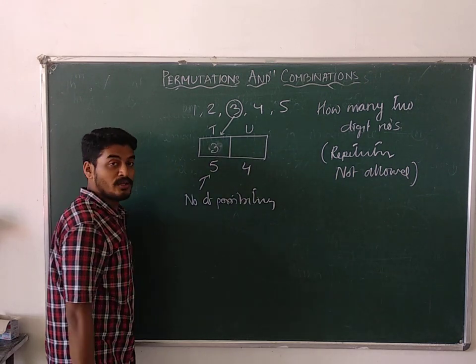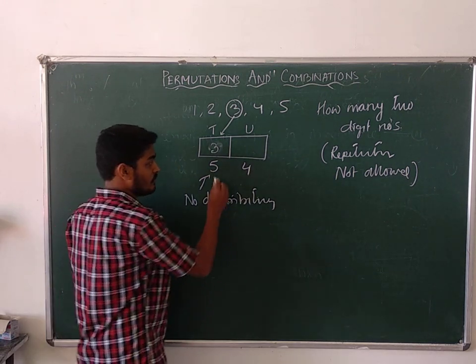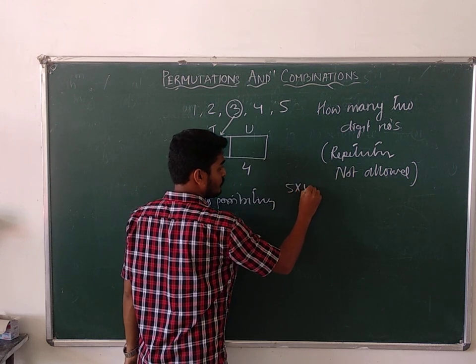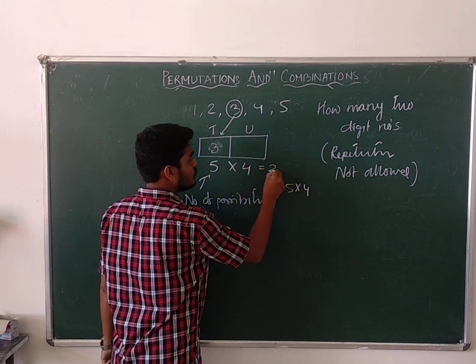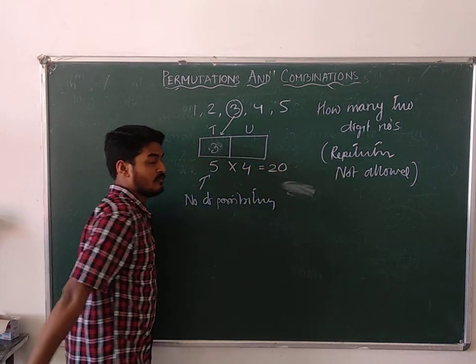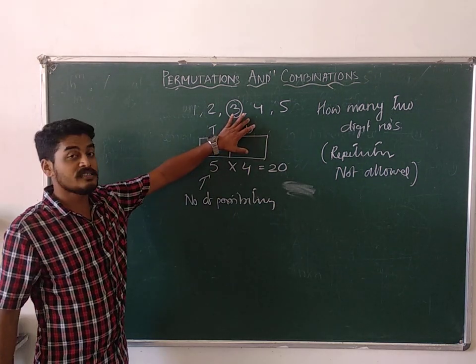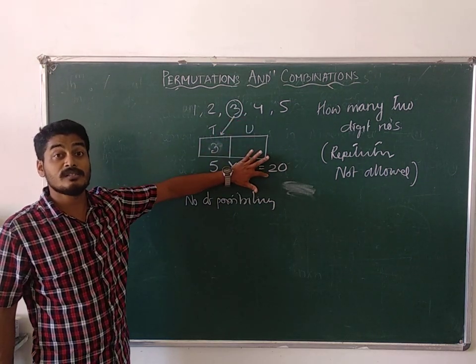So what is the total number of ways in which 2-digit numbers can be formed? Just multiply: 5 into 4. This is the answer. So 20 2-digit numbers can be formed. From these 5 digits, you can form exactly 20 2-digit numbers.